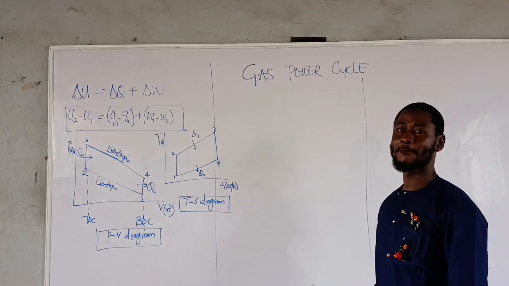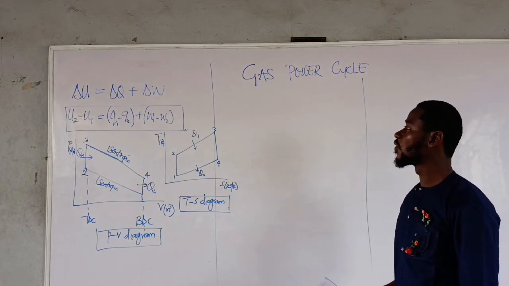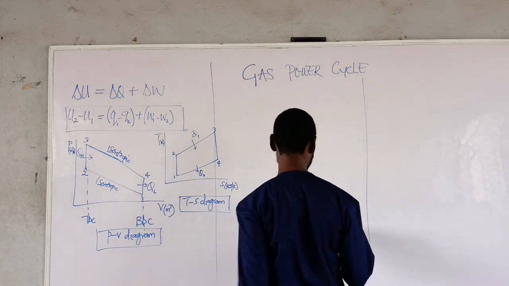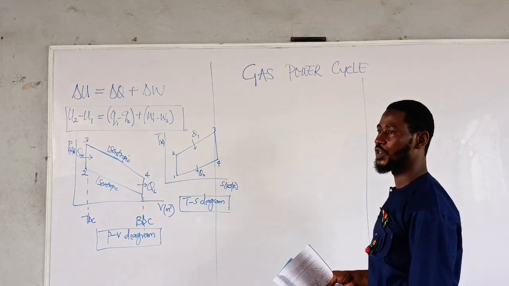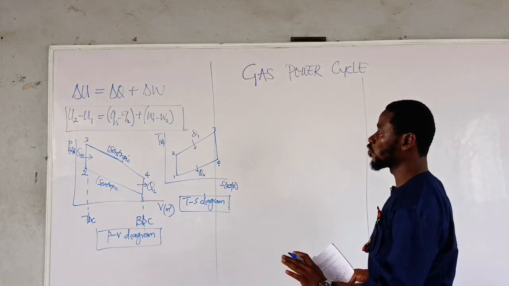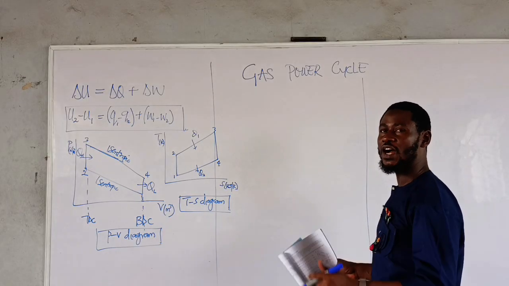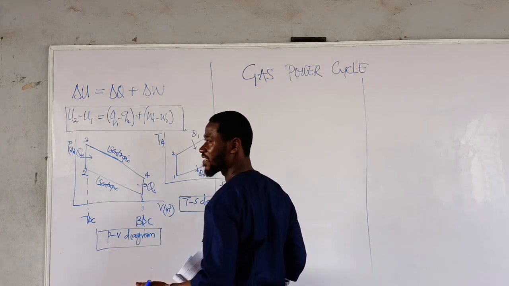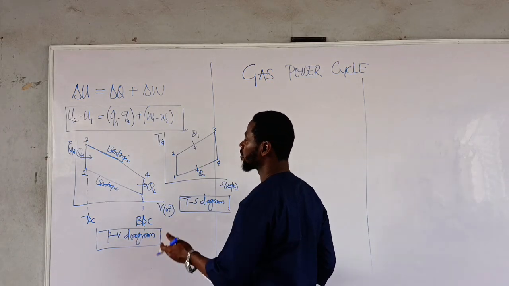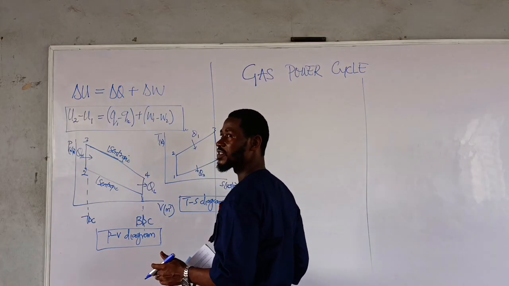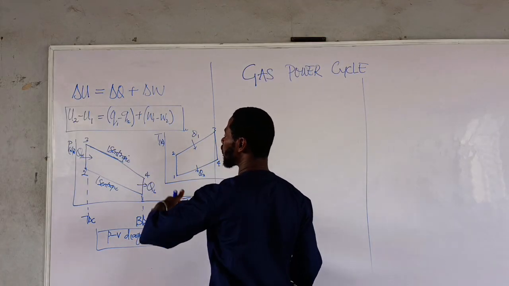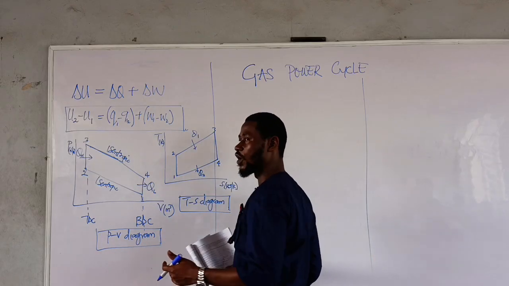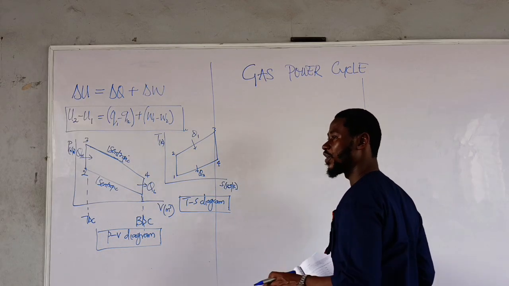Now we can start analyzing. Following the first law expression that we have on the board, we want to analyze the different processes that we have. We have it from stage 1 to stage 4, or we can call it process 1 to 2, which is an isentropic process, and process 2 to 3, which is a constant volume process. Process 3 to 4 is isentropic expansion, then falling back to 1 is an isochoric process.